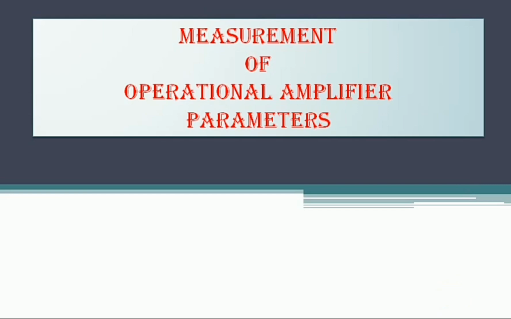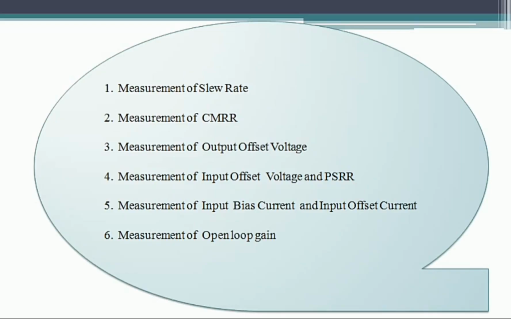Now in today's video we are discussing some of the parameters and the procedure of measuring those op-amp parameters. I am considering some of the parameters of the operational amplifier. The first one is the measurement of slew rate, and the second one is the measurement of common mode rejection ratio. Next, the measurement of output offset voltage.